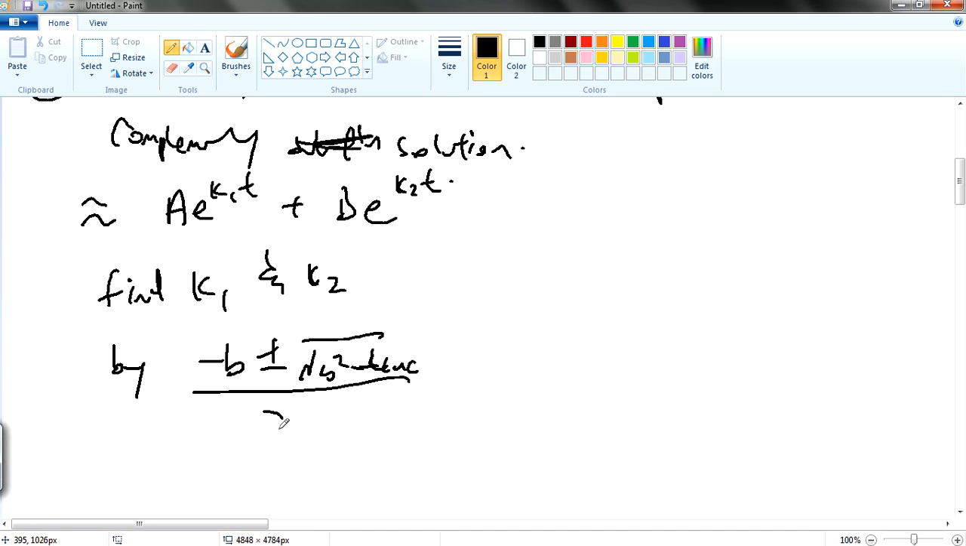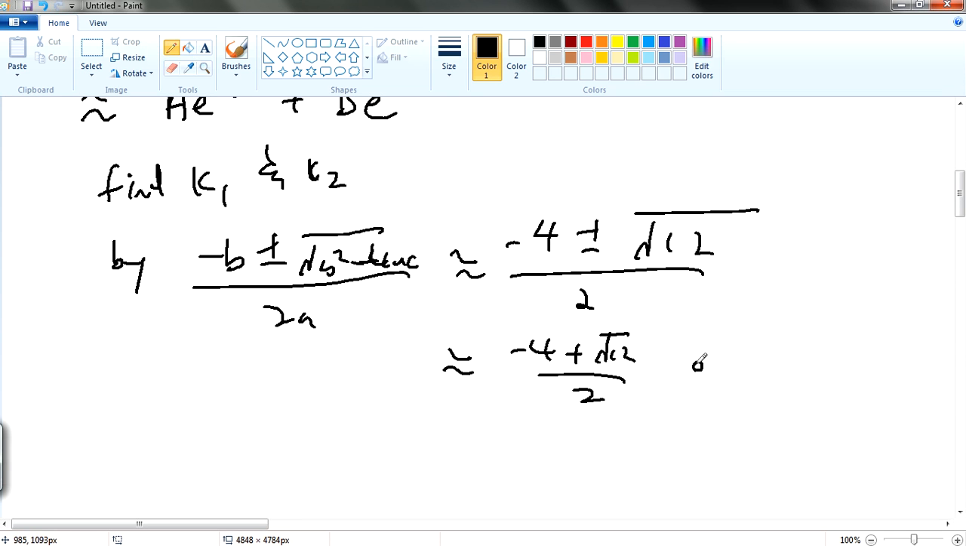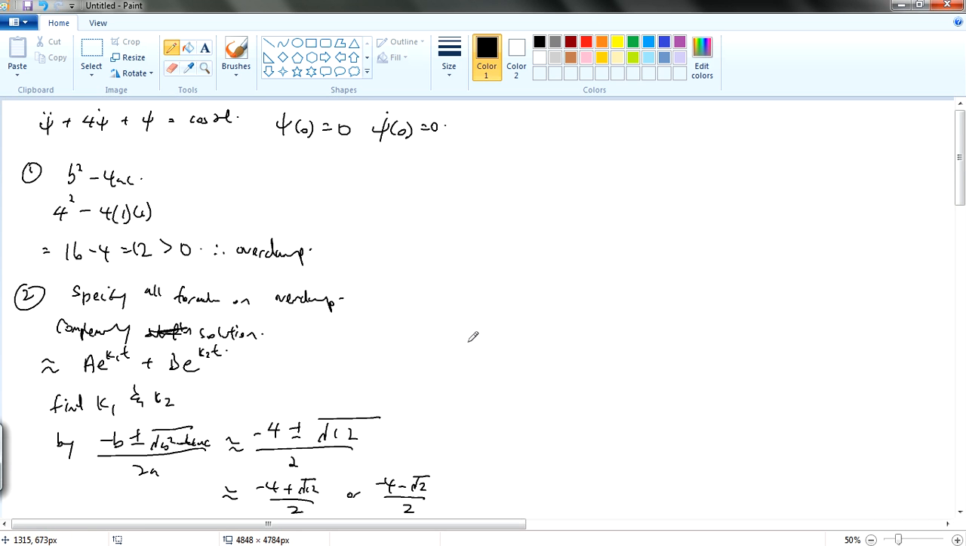over 2a, which is equal to minus 4 plus minus square root of 12, over 2, and therefore minus 4 plus square root 12 over 2, or minus 4 minus square root 12 over 2. Okay, so this will be k1 and this will be k2. Just briefly, I don't care about whether the answer is correct or not, because I may be careless in some areas.